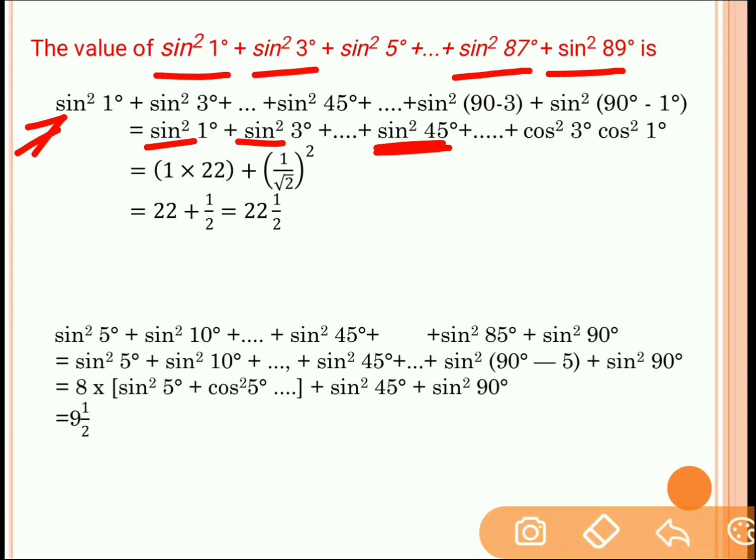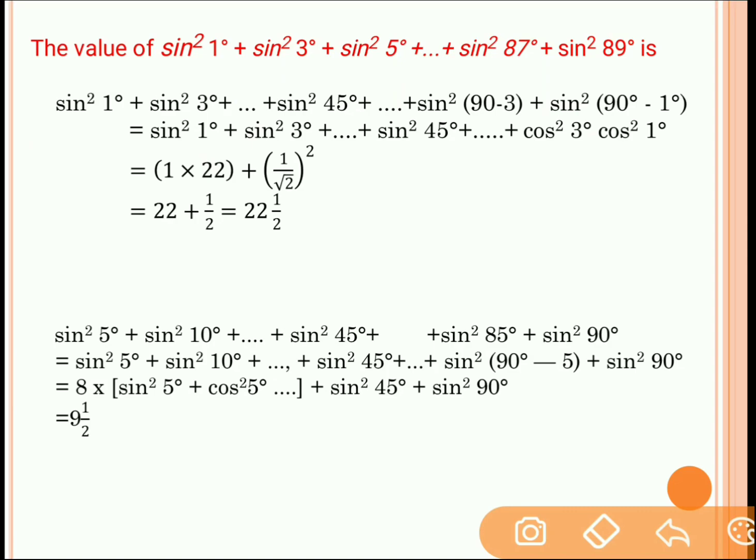Now sin square 89 can be written as what? Sin square 90 minus 1, and that will be equal to cos square 1. Now there is one addition sign which is missing over here. Sin square 90 minus 3 can be written as cos square 3. Now sin square theta plus cos square theta is equal to 1. Sin square 3 degree plus cos square 3 degree, the value of that will also be equal to 1.